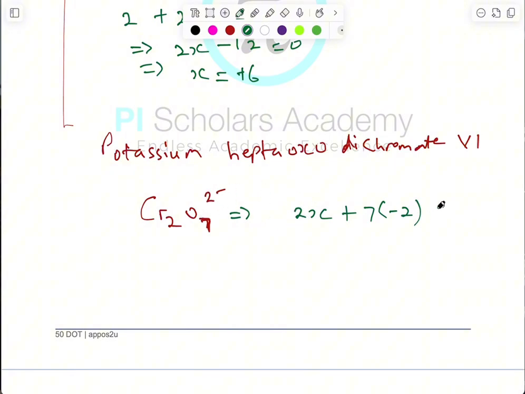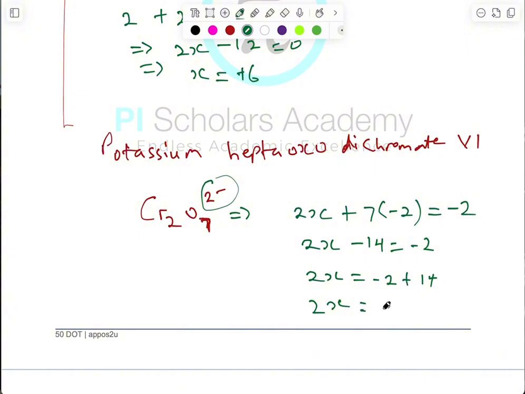So therefore, the net charge of everything here is going to be equal to the charge that we have here, and that's going to be negative 2. So you have 2x plus 7 times negative 2, that's negative 14, equals negative 2. So what do we have here? We have 2x equals negative 2 plus 14, and 2x will be equal to 12. When you solve for x, it's 6.